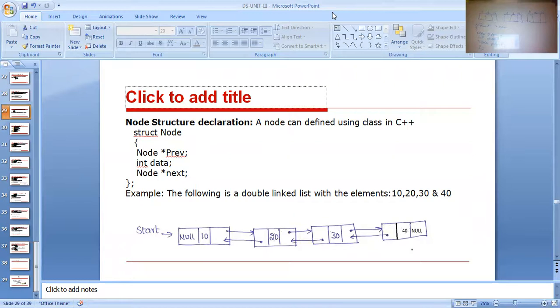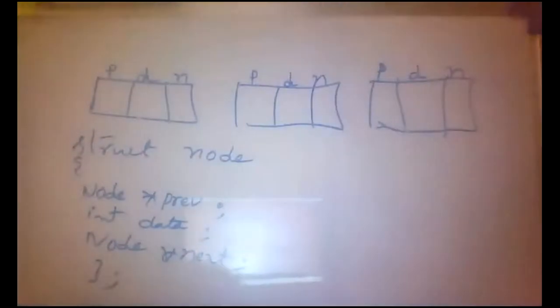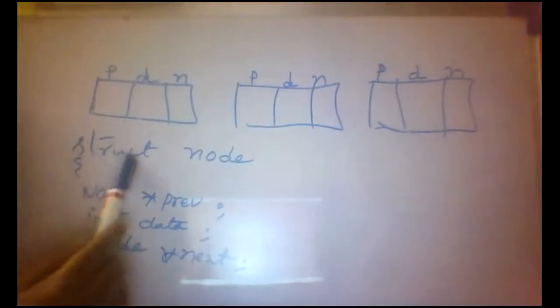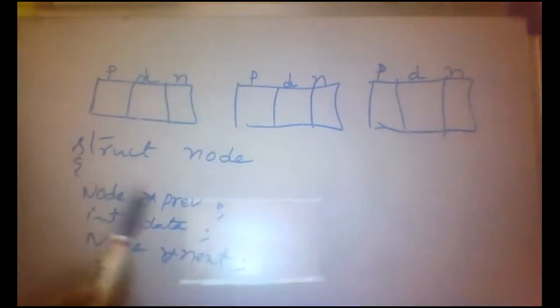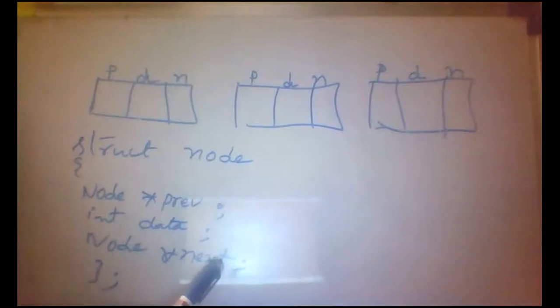So in this linked list, how to create a node? We know in single linked list, the creation is: struct node, then node asterisk previous, integer data, node asterisk next, then structure close.